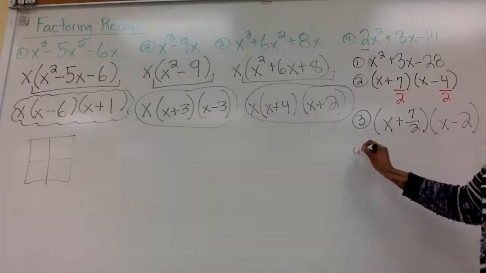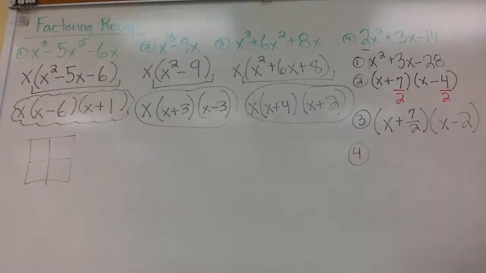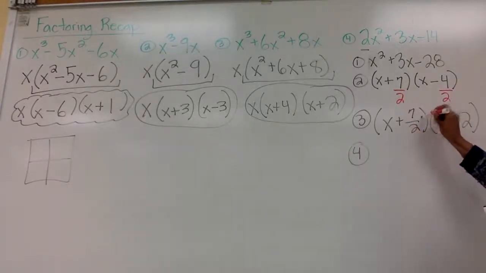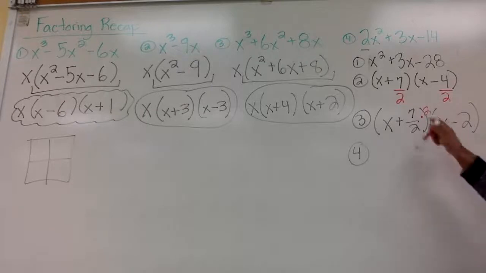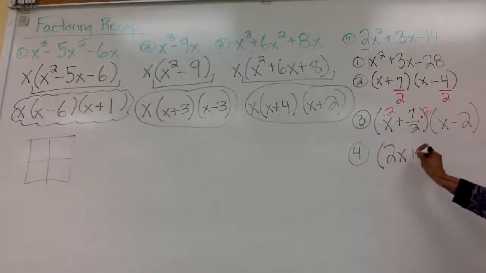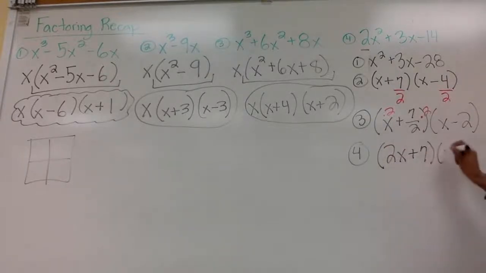And the last step, I need to get rid of fractions. So you get rid of fractions by multiplying by the denominator. The denominator is 2. Actually, you're going to multiply this whole thing by 2. So my final answer is 2x plus 7, x minus 2.